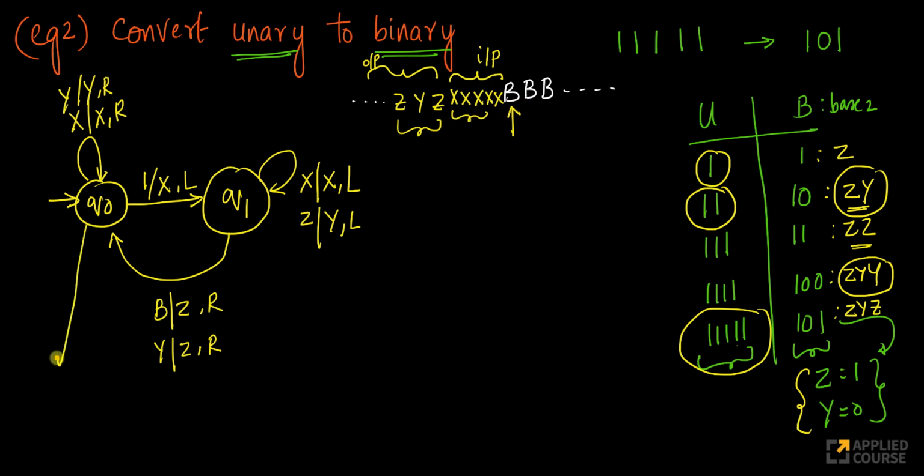So I'll create one more transition here and say, if I encounter a B, keep it as B itself and move right. And I'll move to a final state here. That's it. That's all. That's how you convert from unary to binary. Extremely simple. Again, this is very easy to do with some examples.